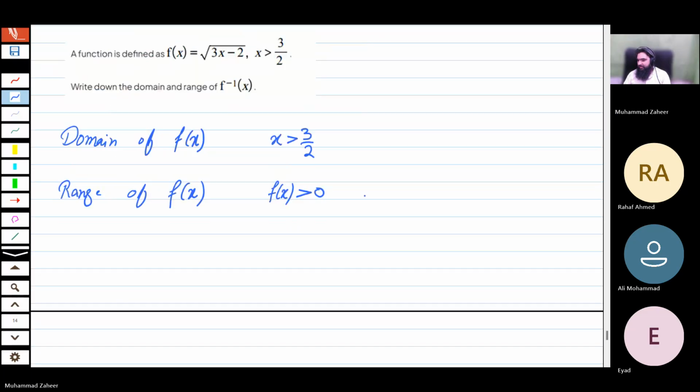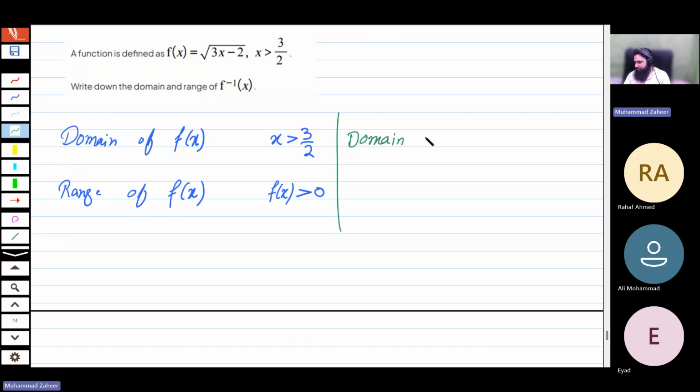Now, the question is we have to find the domain of the inverse function. The domain of f inverse of x will be x greater than or equal to 0. The range will become the domain. And the range of the function f inverse of x is greater than or equal to 3 over 2. Yes, everyone, it is clear?